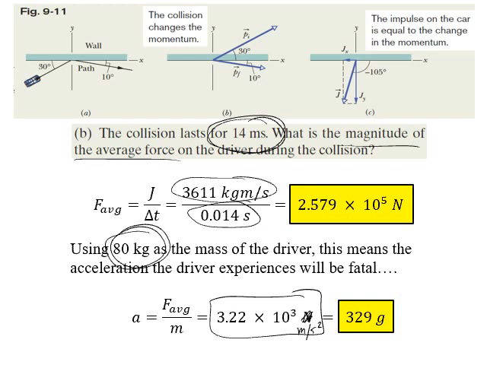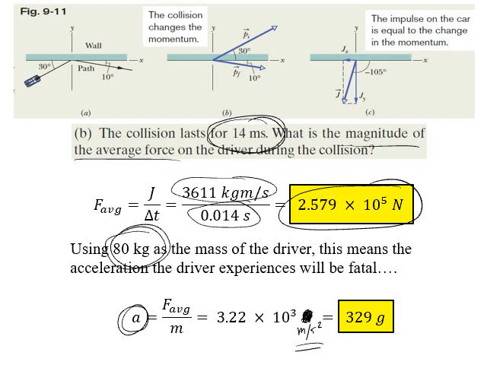If I did this calculation right, if I took this and divided by 80, which it looks like I did, the units for acceleration should be meters per second squared. So scratch out that newtons there, that's meters per second squared. And then if we divide this number by g, that would tell us how many g's of force were involved, and we get 329 g's, and that's a problem.